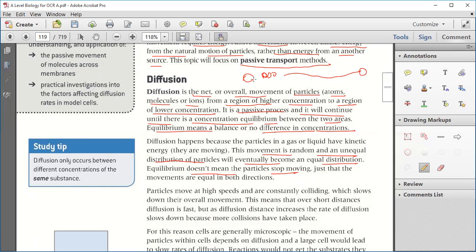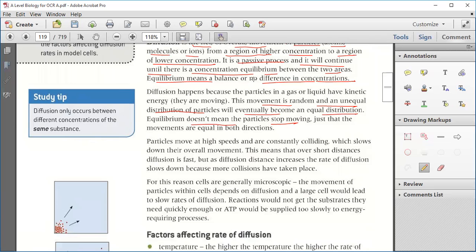Now, up to which time will diffusion occur? Diffusion will continue until equilibrium is reached, which means that there is no further difference in the concentration of the particles, just that the movements are equal in both directions. That is, the particles are moving here and there. Is that point clear?